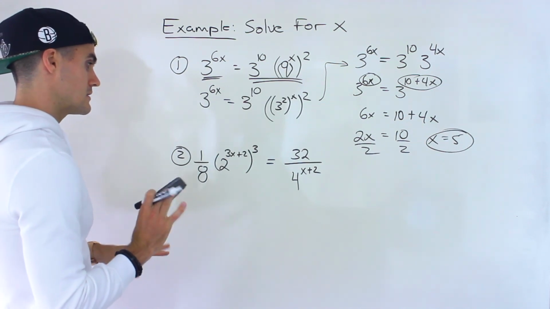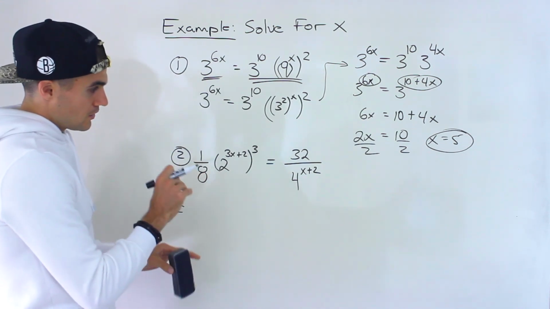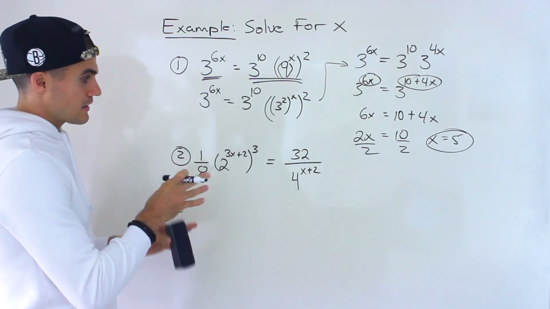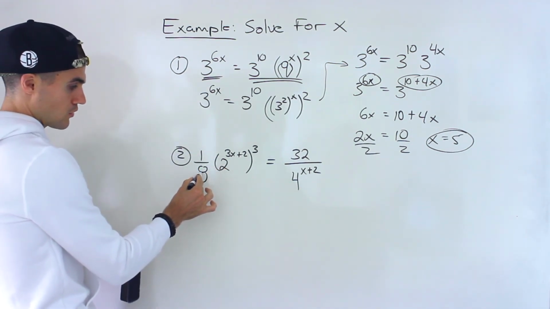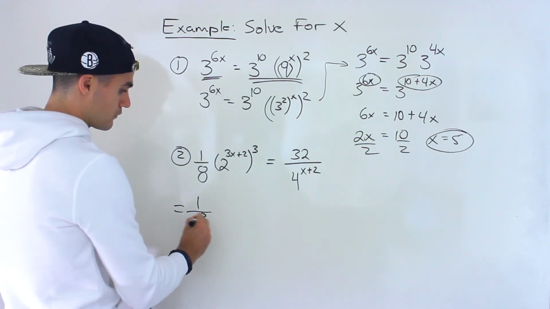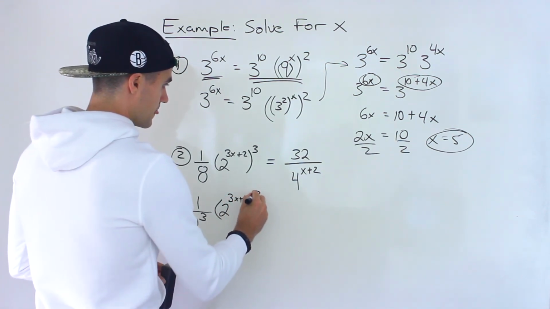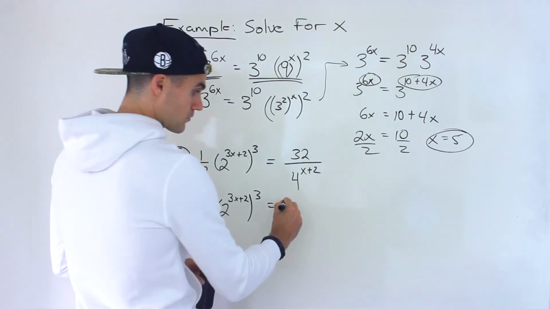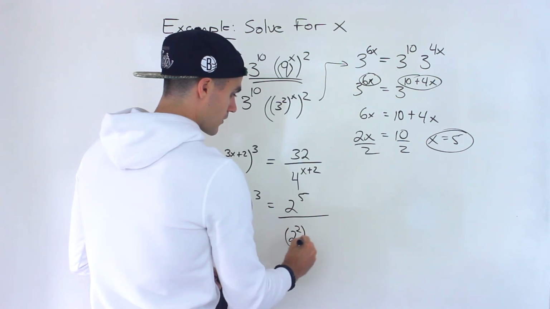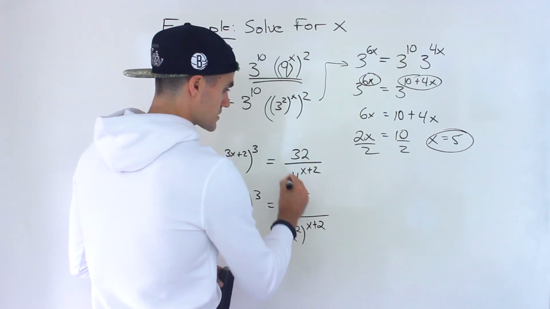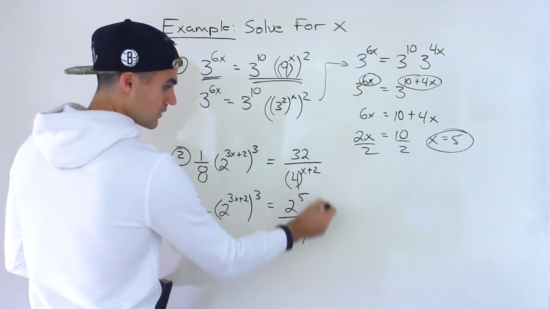Before getting into any algebra or simplifying, notice that we can make everything here in terms of a base 2. The 8 we can rewrite as 2 to the power of 3. This already has a base 2, so let's just keep it. The 32 we can rewrite as 2 to the power of 5. And the 4 we can rewrite as 2 to the power of 2, and that's going to be to the power of x plus 2. This 4 I wrote as 2 to the power of 2, and then we still have that outside exponent.